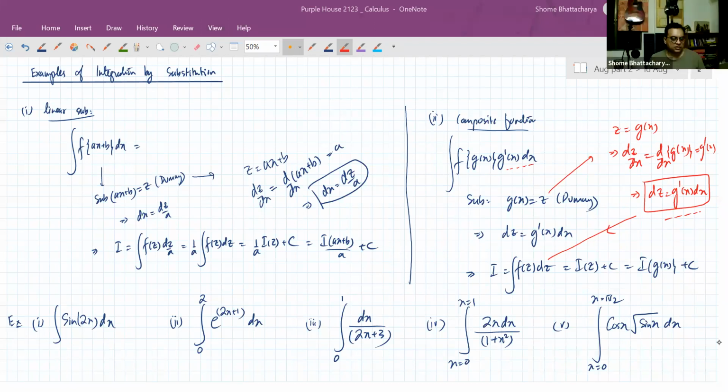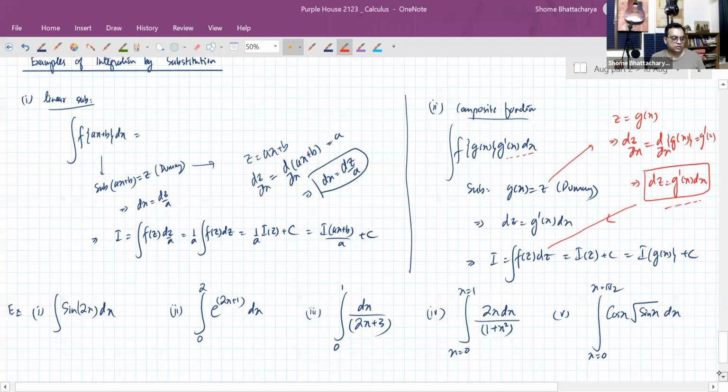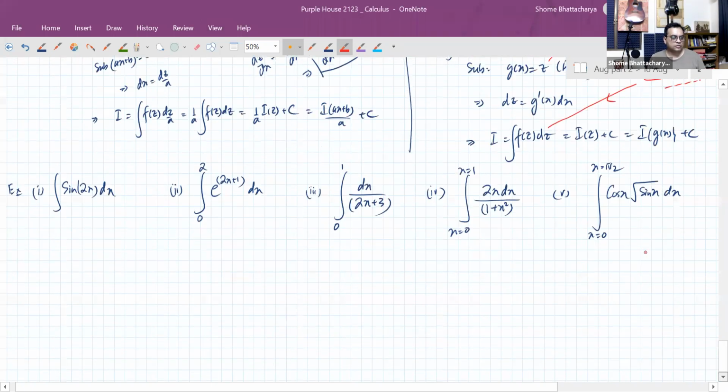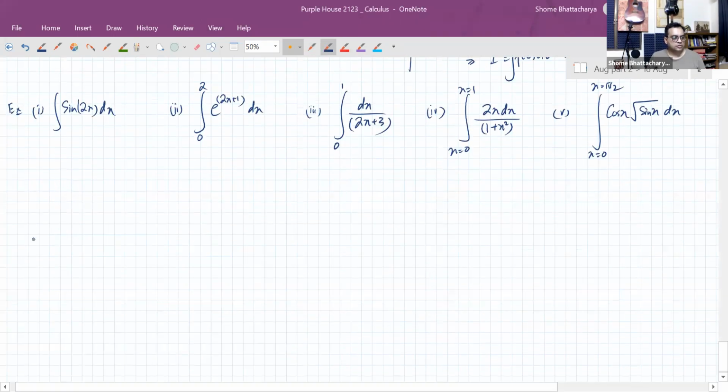Okay, so people, let's check out the answer for the first three. So you can see that the quantity the function is operated on is a linear term. 2x is a linear term. So you substitute 2x as z.